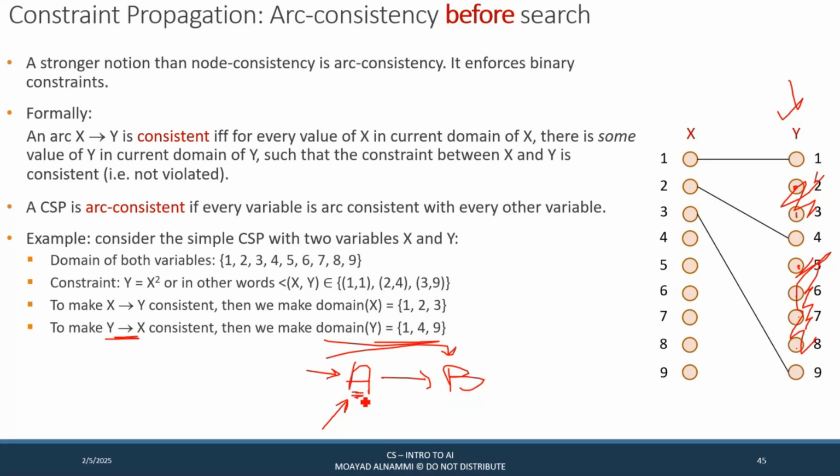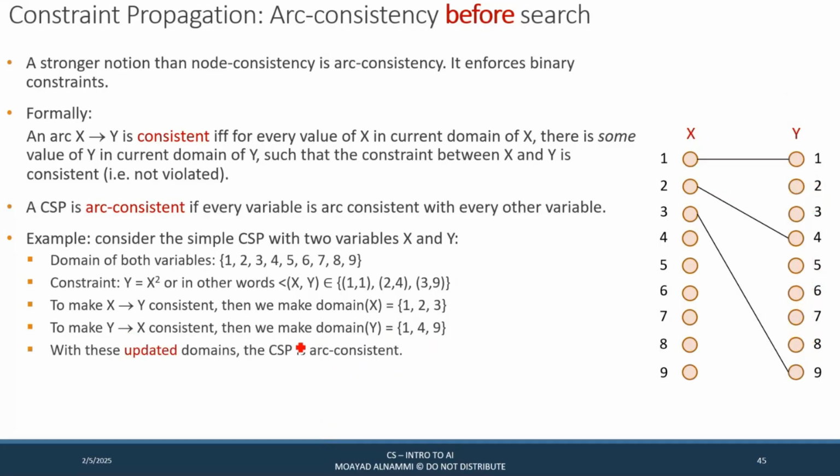And so after enforcing arc consistency between a goes to b, the modification of the domain of a would be a reduction, or it will just stay the same. So it either stays the same or is a reduction of the domain. So with these updated domains, the CSP is fully arc consistent. So a CSP is arc consistent if all your arcs, or every constraint, is arc consistent.